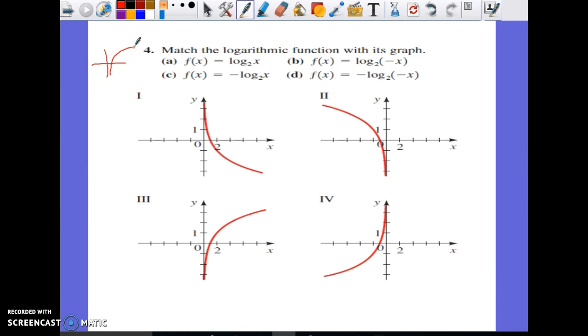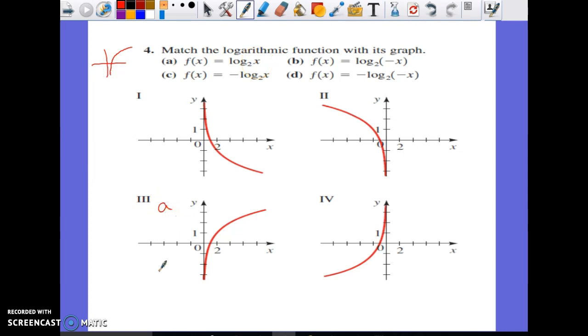Okay, so I'm going to go over these now. Hopefully you paused it, you tried it, and the base doesn't matter, okay? This one is positive, nothing's happened to it. This is my parent function. So I'm looking for something that looks like this, and that would be 3. So 3 is A, okay?